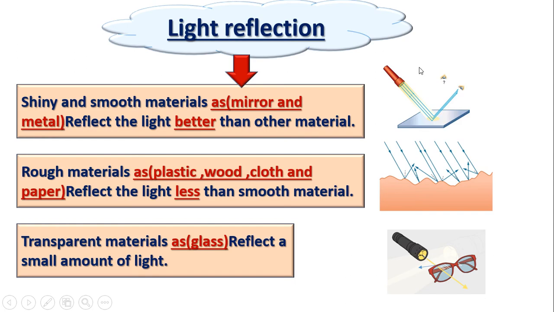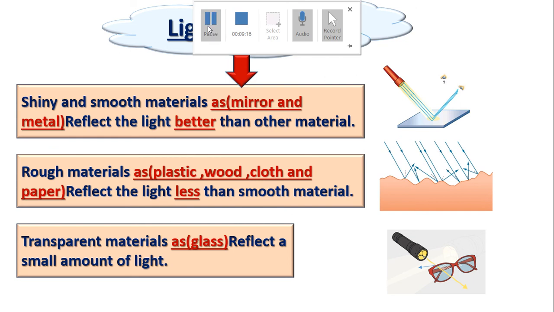Okay, so we know what the meaning of light reflection is now. Light reflection means the bouncing of light or returning back of light. We have three materials that make a light reflection. We have how many materials make a light reflection? 3 materials. Now let's know what these 3 materials are.